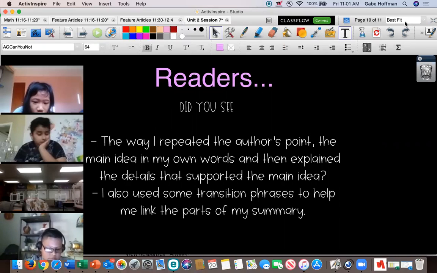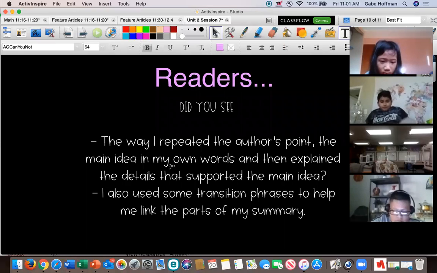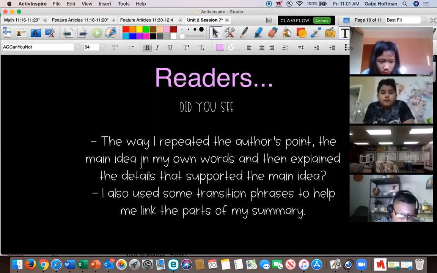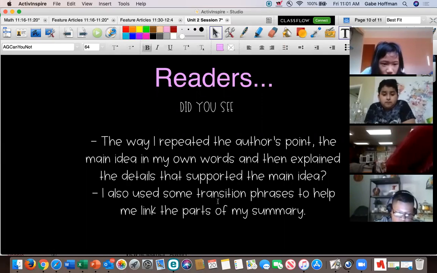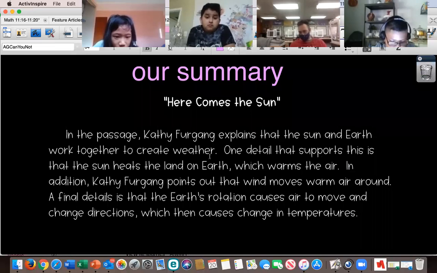So some things we want to notice about that. We repeated the author's point, the main idea that we decided in the first couple slides in our own words, and then explain the details that supported the main idea. So first we said in the passage, Kathy Fergang, we said the name of the author, explains that the sun and earth work together to create weather.